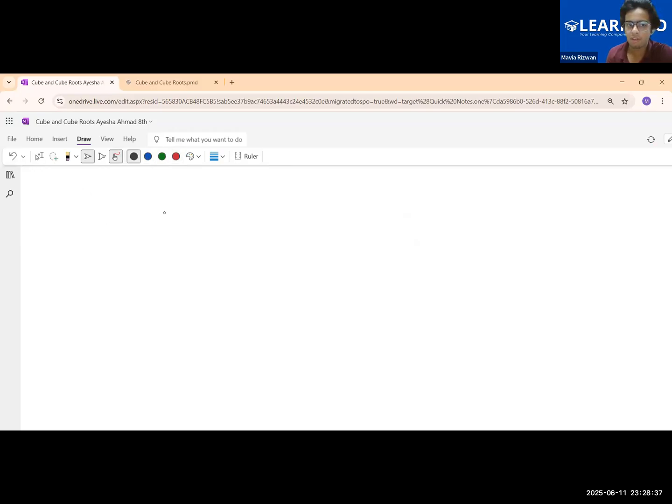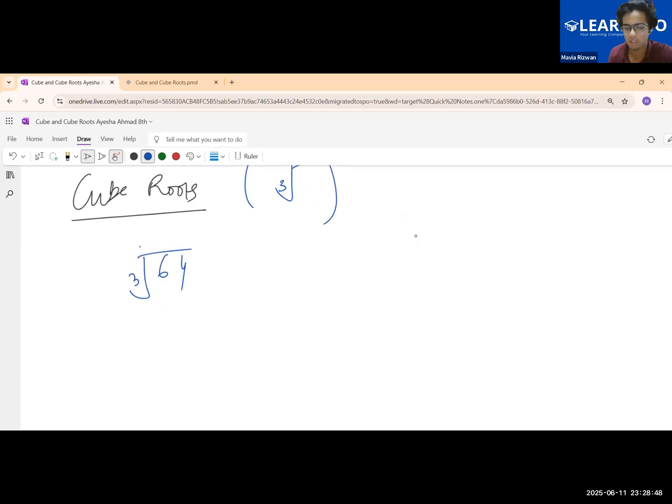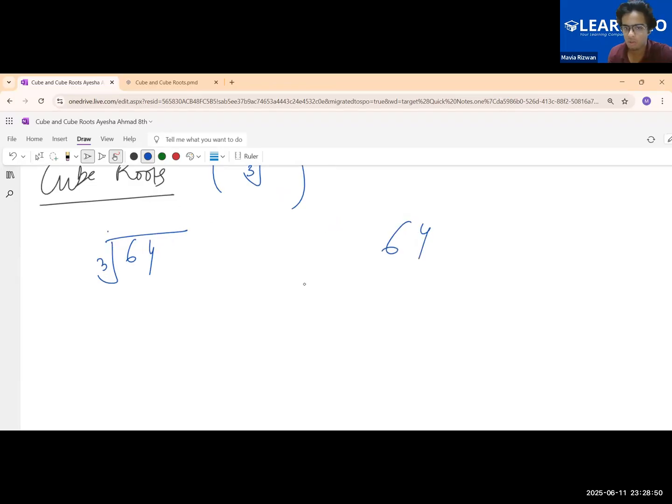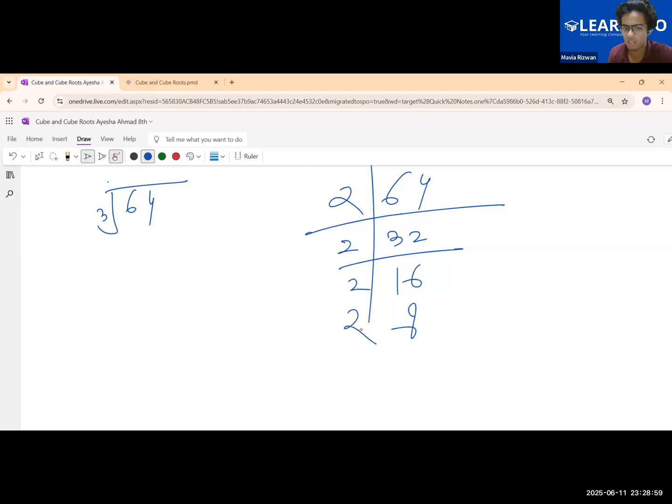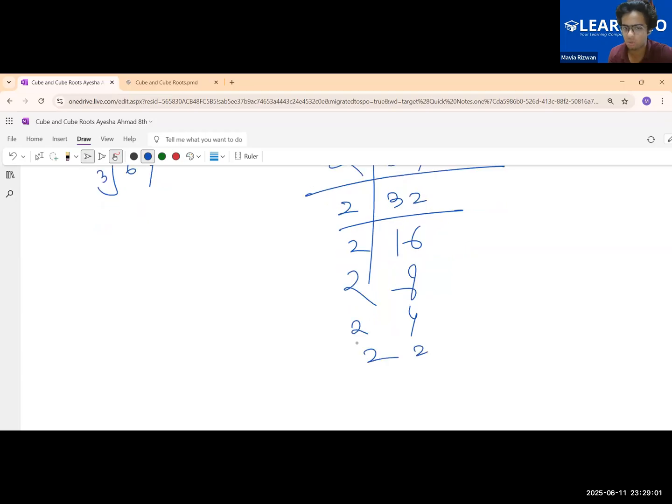Easy. So now if I teach you cube roots, let's say I have to find the cube root of 64. The cube root sign is this sign, with a small 3 here. So now this becomes the cube root. Let's find it out by the prime factorization method only. First do it by 2. It goes 32, then 2, 16, then 2, 8, then 2, 4, then 2, 2, 2 1s are 2. Okay, Aisha, clear? Yes, sir.